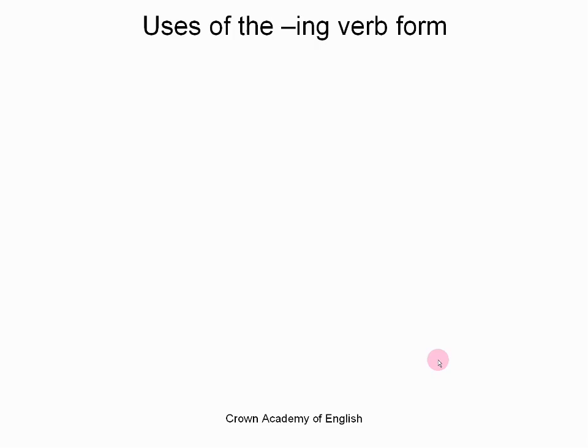So first of all, what is the ing verb used for? Well, there are two or three main uses of the ing verb. The first one is for verbs. All progressive verb tenses use the ing form. So let's have a look at the three examples.